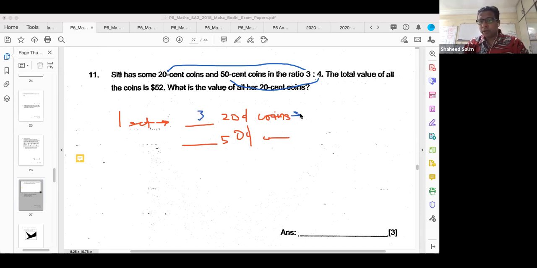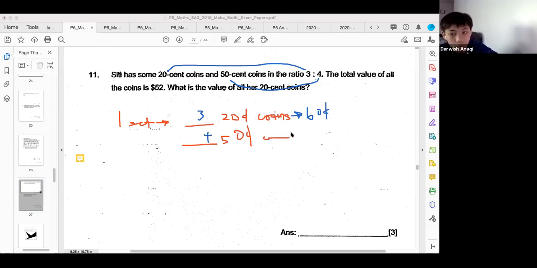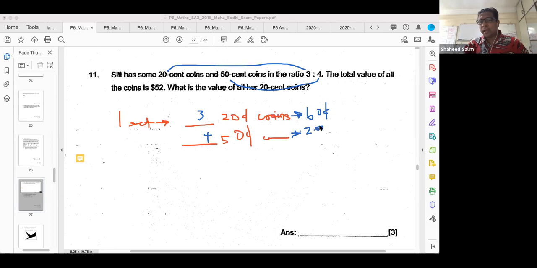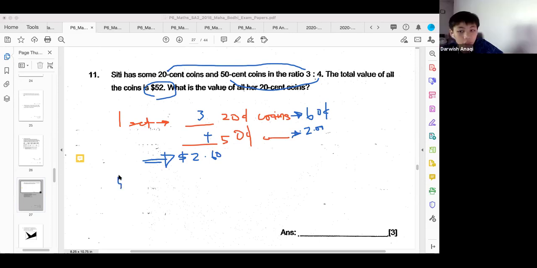What's the value of this one? 60 cents. Good. And this one, 4 50-cent coins, $2. So what is the value of one set? $2.60. You use your calculator now. Take the total divided by 260. I got 20. 20 sets.